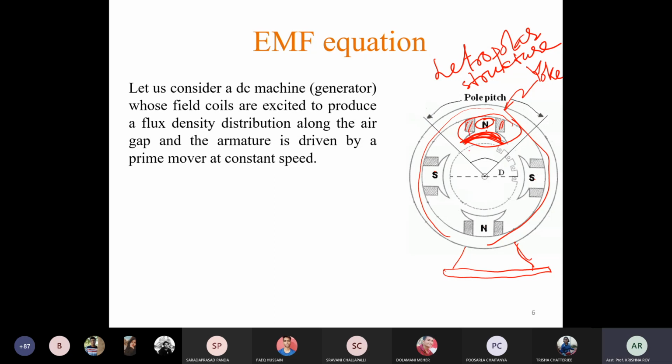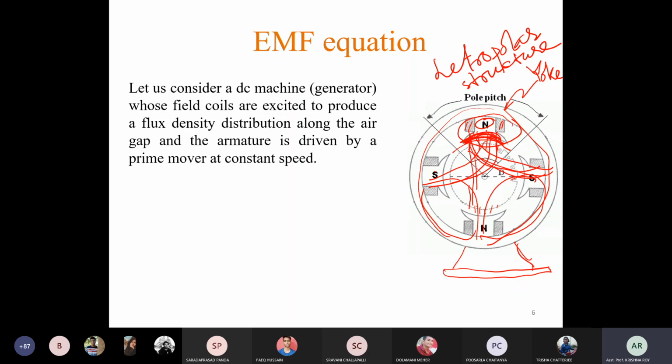That means flux will come out from the north pole and pass through this air gap, and then enter the rotor, and then again enter the air gap, and this will go in this way. And in this way also, and this will also go in this way. In this way, through this yoke, it will complete its path.